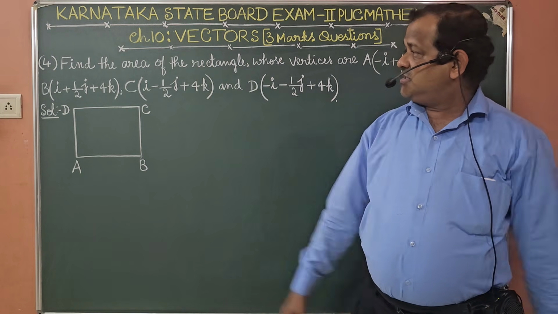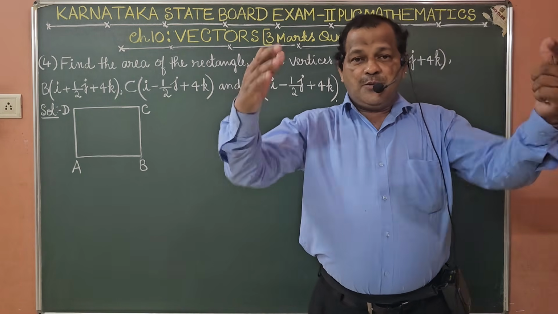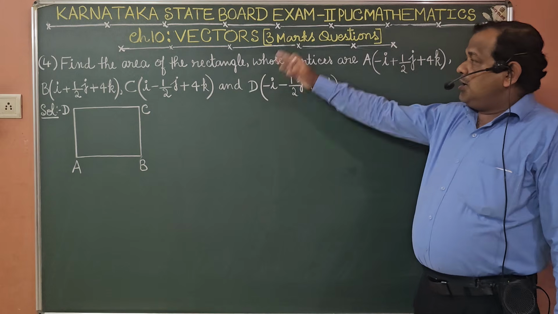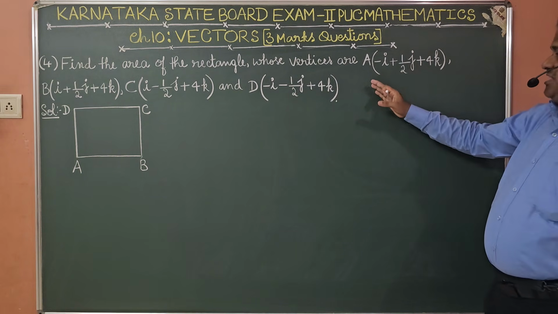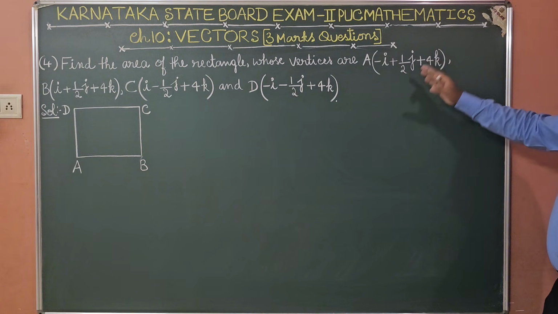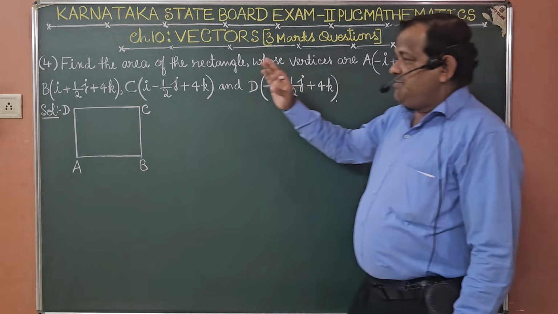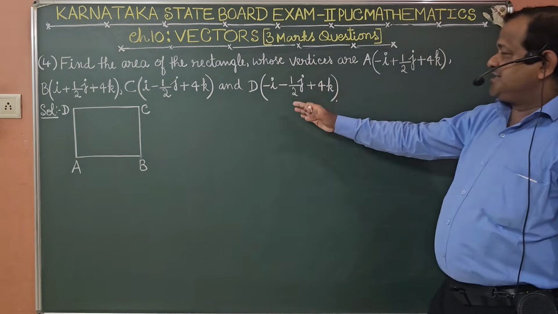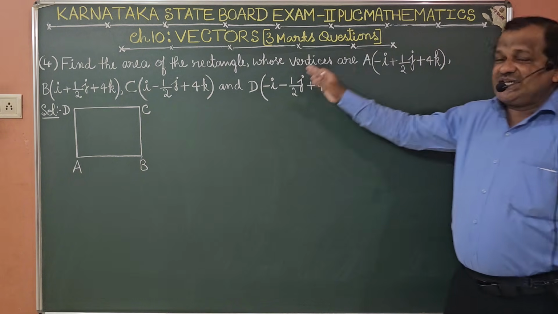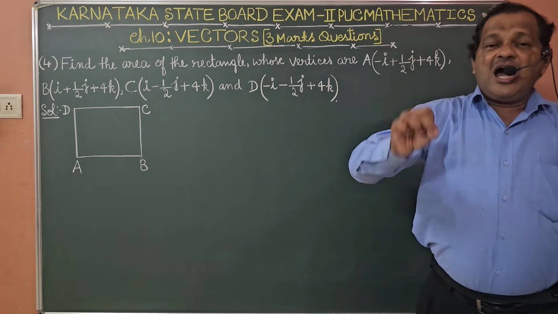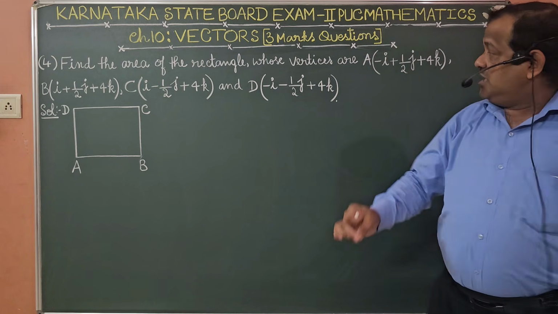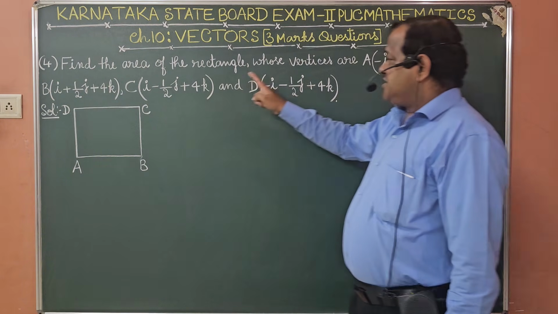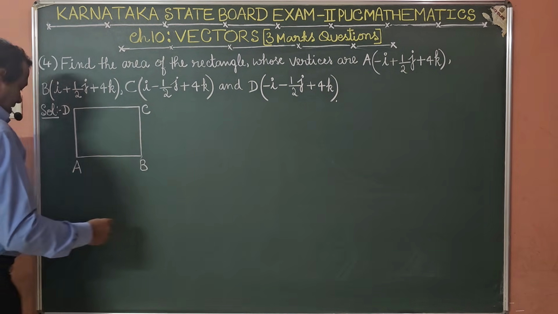Dear students, from the vectors chapter, we are solving the 3 marks questions, and here is the 4th question. Find the area of the rectangle whose vertices are given: A of minus i plus half j plus 4k, B of i plus half j plus 4k, C of i minus half j plus 4k, and D of minus i minus half j plus 4k. Whenever vertices are given, these are the position vectors, not the sides. That means I have to write this as OA vector, OB vector, OC vector, and OD vector. So I will start writing like this.